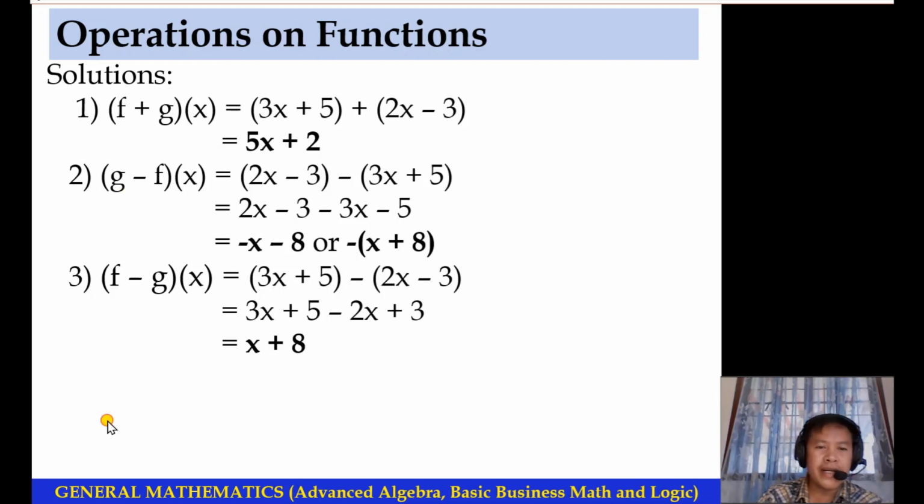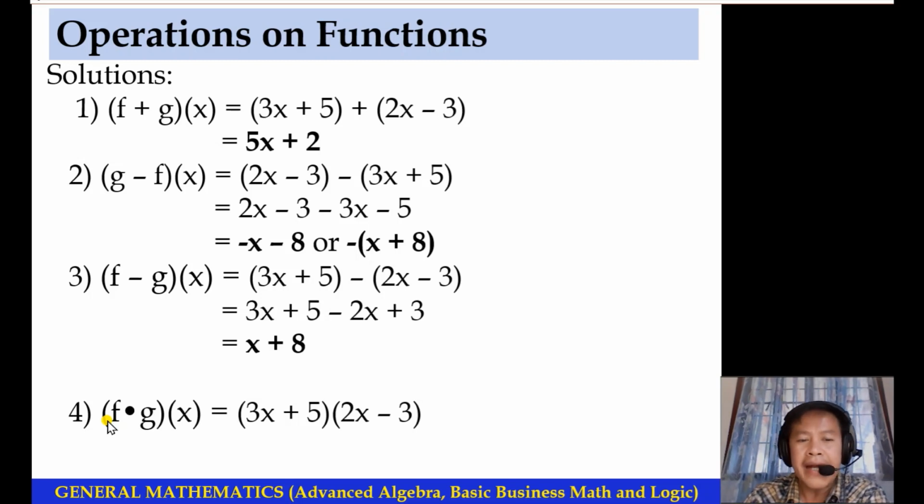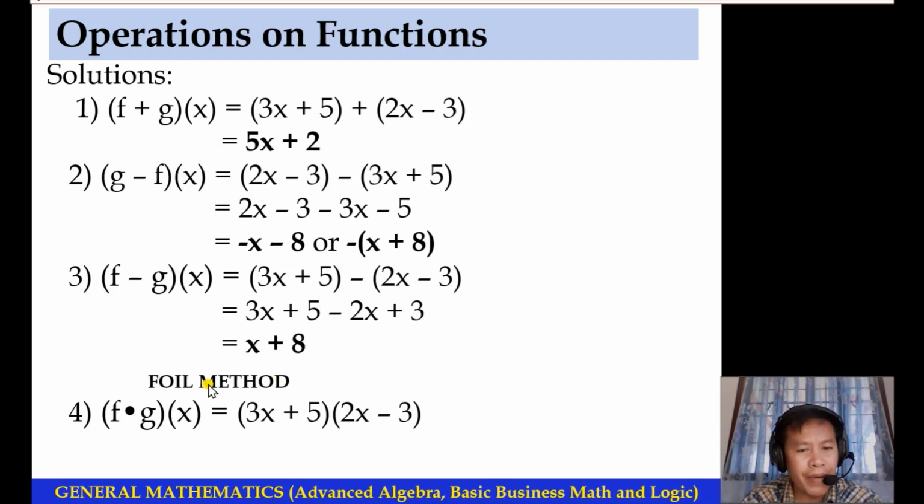Okay, we will proceed with number 4 example. And this is multiplication of two binomials. If you are going to multiply two binomials, it is very simple, because you are just going to apply the concept of special product, especially the FOIL method. What do you mean by FOIL method? First terms, outer terms, inner terms, and last terms.